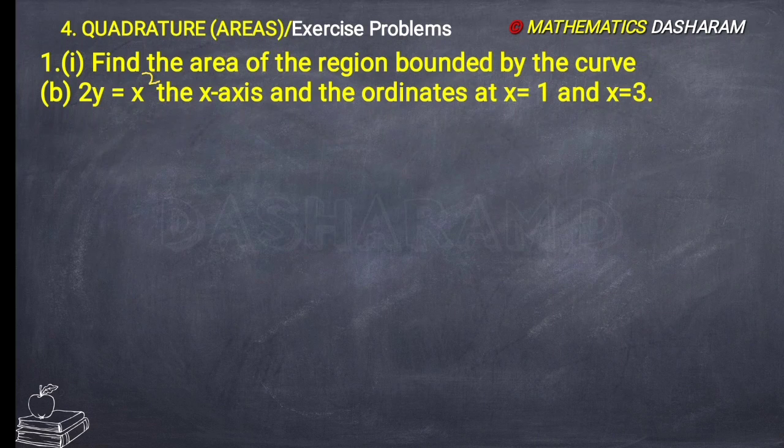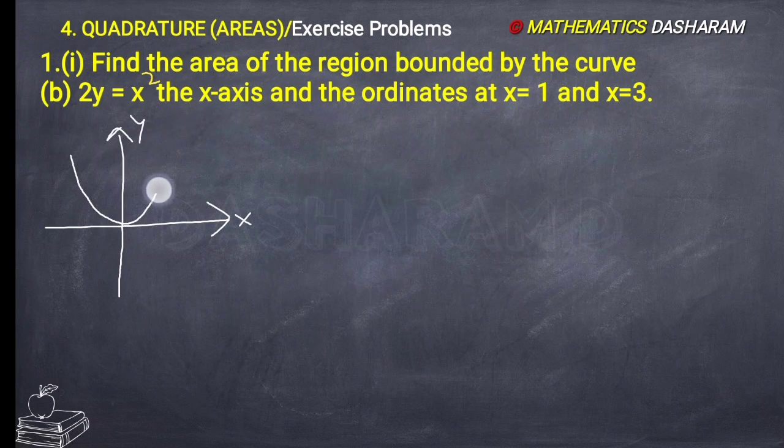Next, question B. The curve is 2y equals x square. So same x-axis and same ordinates. So let us draw a diagram. So this is the x-axis, this is the y-axis, and we know that 2y equals x square means it is a parabola. So this parabola will pass through the origin.